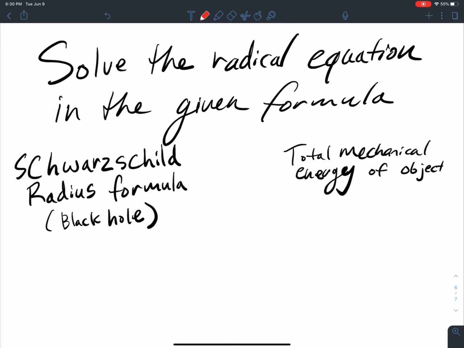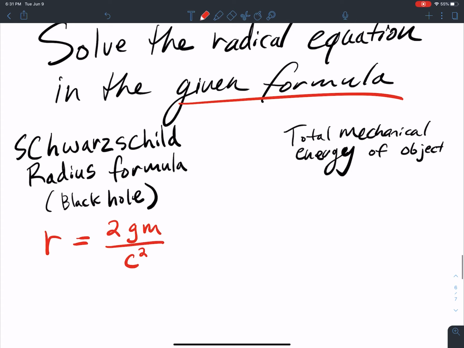So in this video, we're going to solve radical equations in the given formula. The first one is the Schwarzschild radius formula for the black hole. R equals 2 times Gm over c squared, where G is the gravitational constant, M is the object mass in kilograms, and c happens to be the speed of light in meters per second. So given all that, there's a formula for the radius of that black hole.